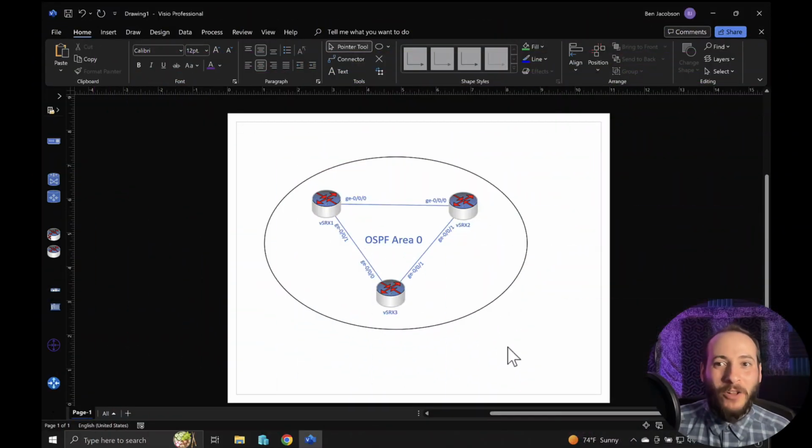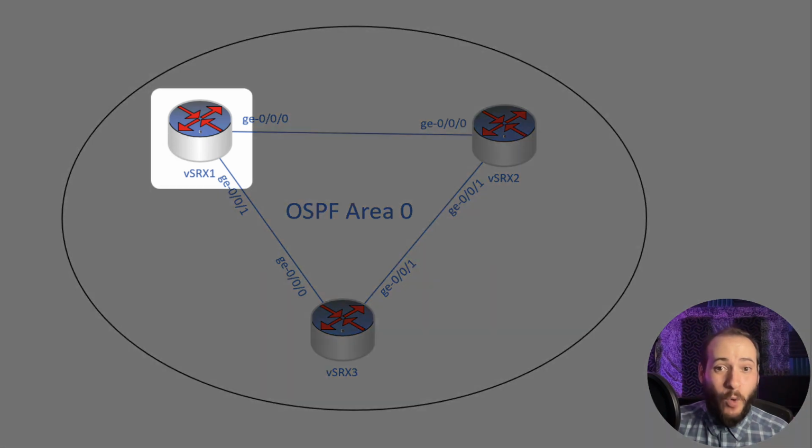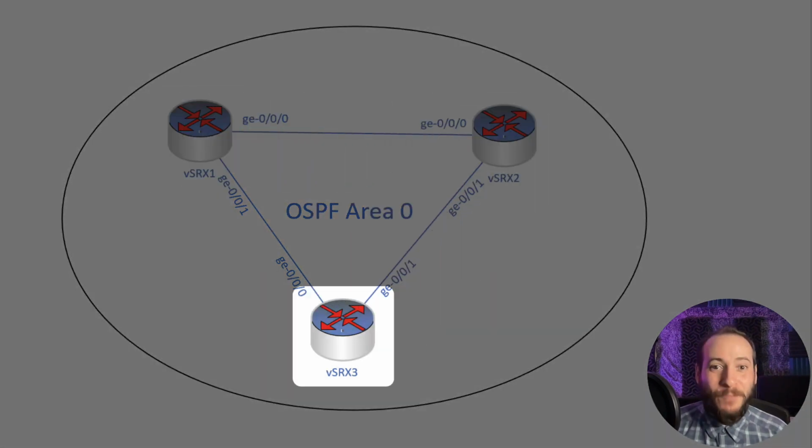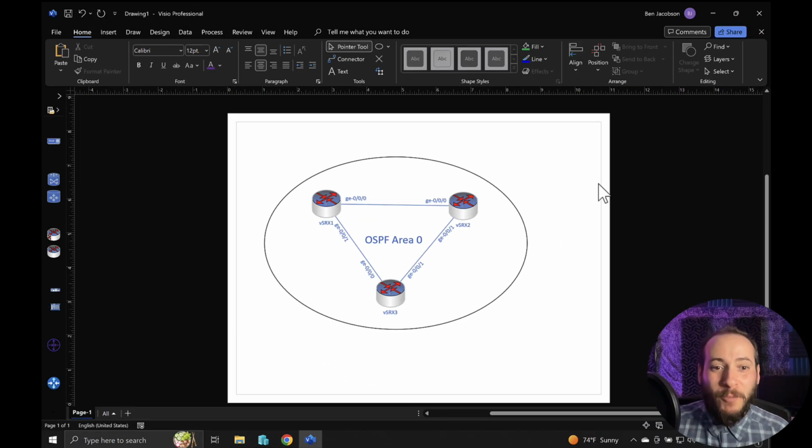Alright, so this is the topology that we're going to be setting up. We have 3 routers, vSRX 1, 2, and 3, and we want to set them up into OSPF area 0. GE000 connects vSRX 1 and 2, 001 connects 2 and 3, and 001 on SRX 1 connects to 000 on SRX 3. And this is what we want to set up. So let's first jump over to Hyper-V and see how we can do that.